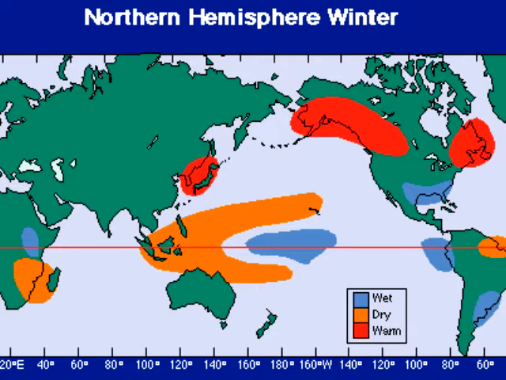If we look at this particular one, notice that it's of the planet in winter. And notice that northern parts of North America are characterized by warmer conditions, whereas the southeastern part of North America is characterized by wetter conditions. Notice also that a huge swath of the tropical Pacific experiences drier conditions during El Nino years.